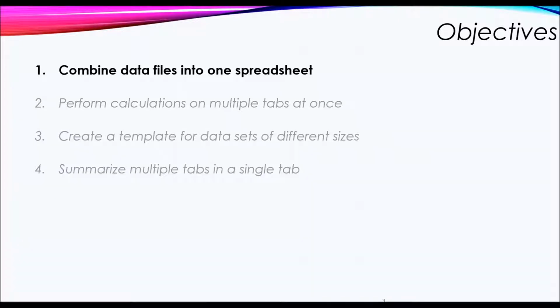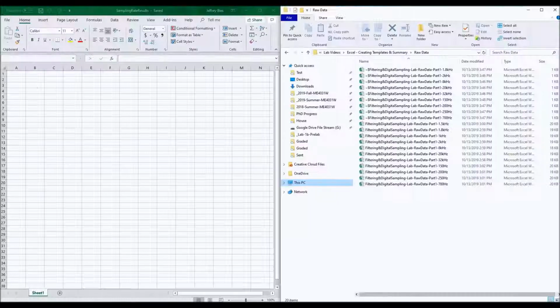So we'll start out with combining data files. If you are dealing with any form of experimentation or taking in large amounts of data, you've probably encountered this situation where you've got many files of data, each with a certain type of information that you're trying to calculate altogether. So here we've got a bunch of FFT data with different sampling rates being used, and we want to summarize this all into a single spreadsheet.